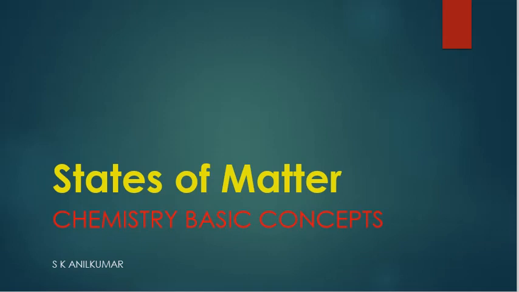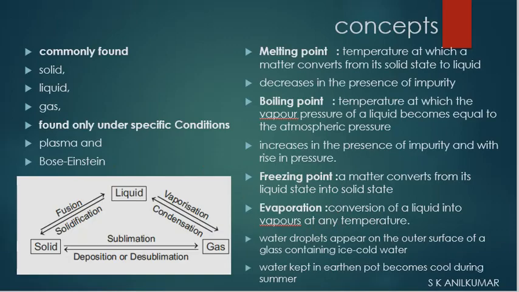Matter can be classified as elements, compounds, and mixtures. Matter can also be classified as solids, liquids, and gases. Solid, liquid, and gas are called the different states of matter. Plasma and Bose-Einstein are also states of matter which can be found only under specific conditions. This matter can be changed from one form to another.